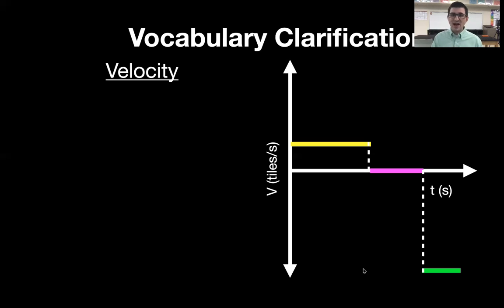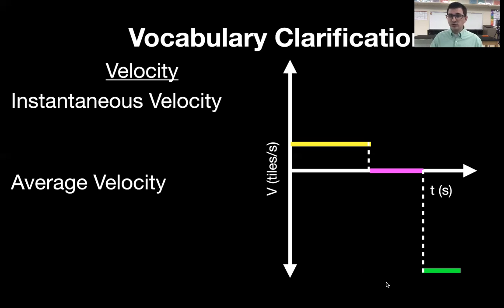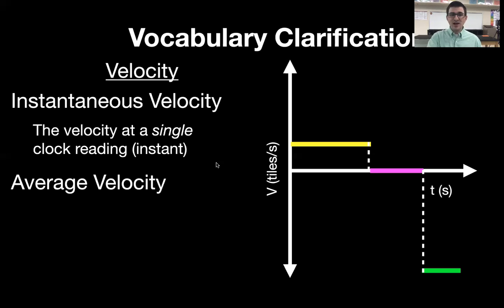In the same way that we have a time interval and a clock reading, we also have two different kinds of velocity. So I'm going to ask that you write both of these definitions and the new vocabulary words down in your lab notebook. The first is instantaneous velocity, which, as the name suggests, is the velocity at a single instant or clock reading or a moment in time. So let's call this 1 second. What is the velocity right there, boom, at 1 second?